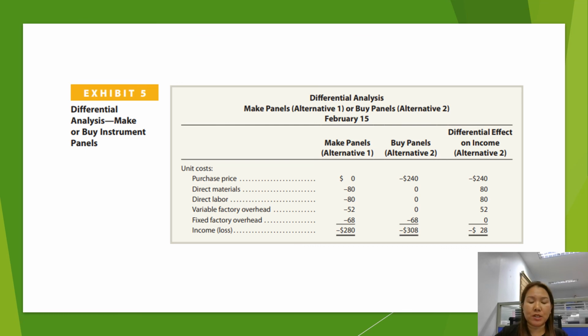If the make price of $280 is simply compared with the buy price of $240, the decision is to buy the instrument panel. However, if unused capacity could be used in manufacturing the part, only the variable factory overhead costs would increase. The fixed factory overhead cannot be eliminated by purchasing the panels. Thus, both alternatives include the fixed factory overhead. The differential analysis indicates that there is a loss of $28 per unit from buying the instrument panels. Thus, the instrument panels should be manufactured.